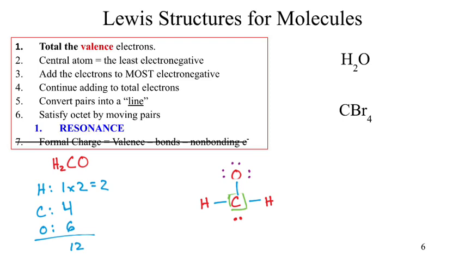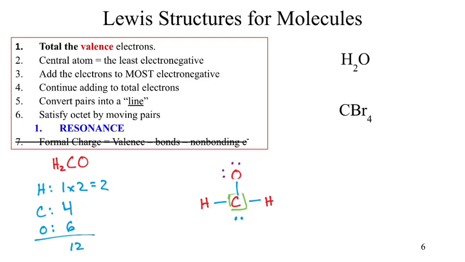So can we take away 2 from oxygen and add it to carbon? Cool, let's take away 2 from oxygen, and let's put those 2 on the carbon. Satisfy the octet by moving pairs. Okay? What did you do? You had 2 electrons on the oxygen, and you moved them to the carbon. You have satisfied exactly what I'm asking you to do. Perfectly valid conclusion. Check your octets.